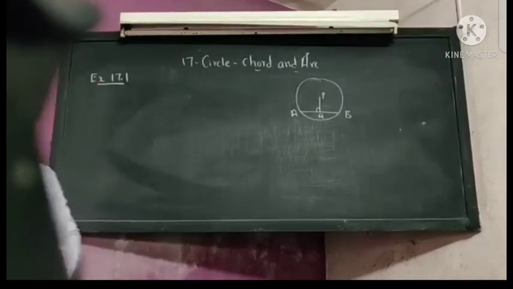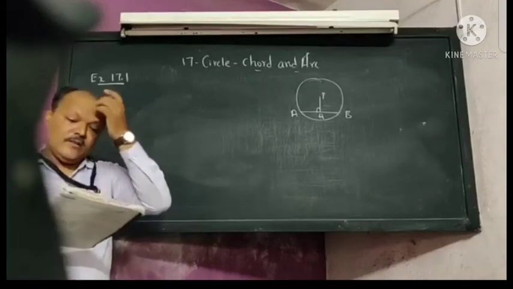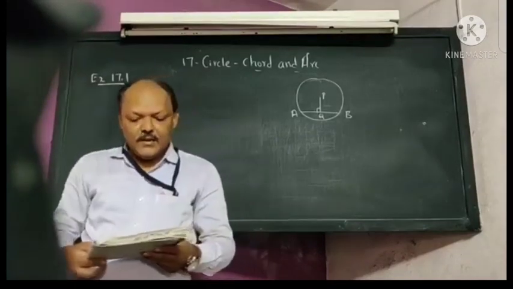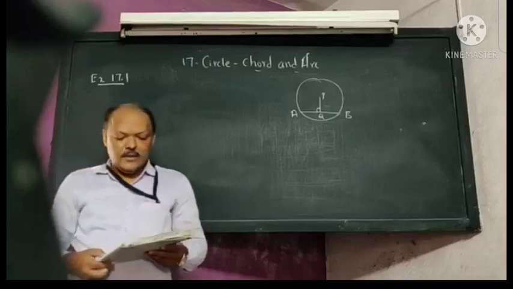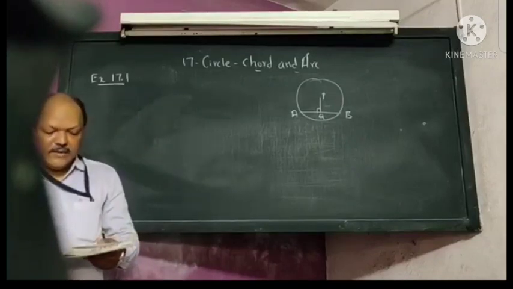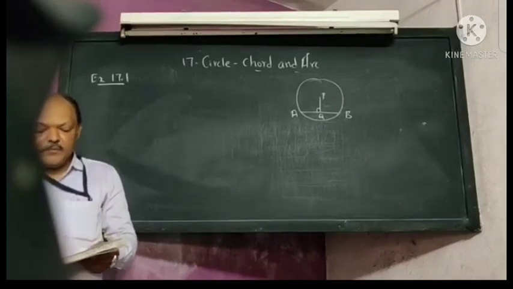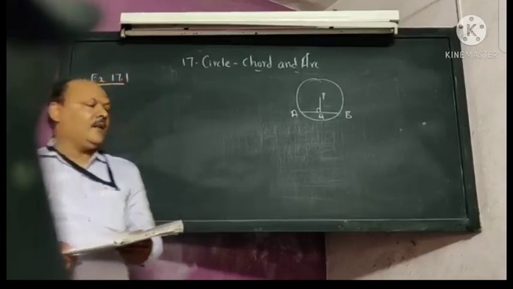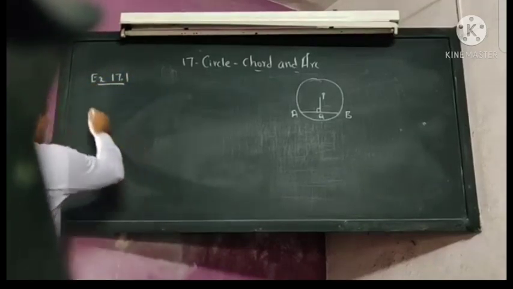Students, we'll start with exercise 17.1, the first sum. What is given here? In a circle with center P, chord AB is drawn of length 13 cm. Segment PQ is perpendicular to the chord. Then you have to find the length of QB. This is what is given in the question.